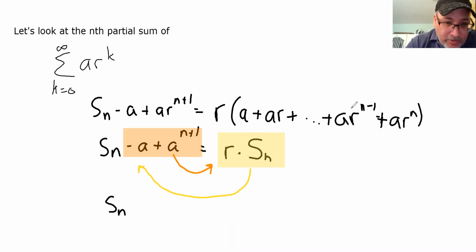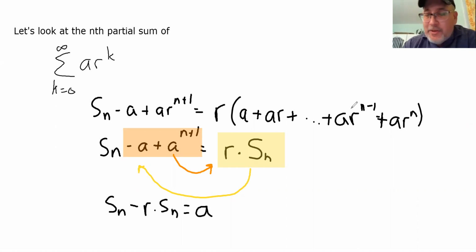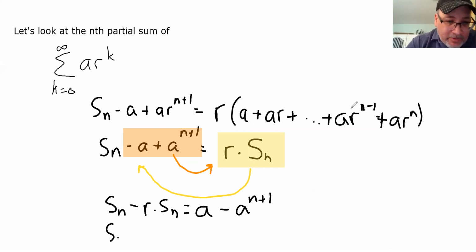This first Sn alone, because it isn't moving, the r times Sn is getting moved from the right to the left, so it changes signs. The minus a is being moved from the left to the right, so it changes signs. And the plus a to the n plus 1 is being moved from the left to the right, so it changes signs. And now all I have to do to solve for Sn is to factor it out, leaving 1 minus r.